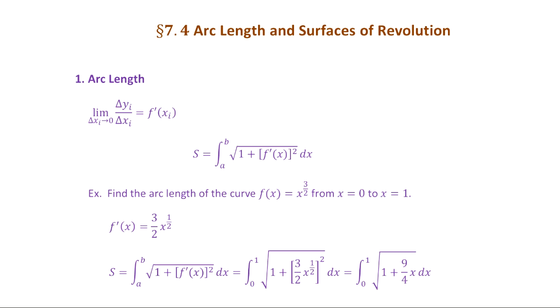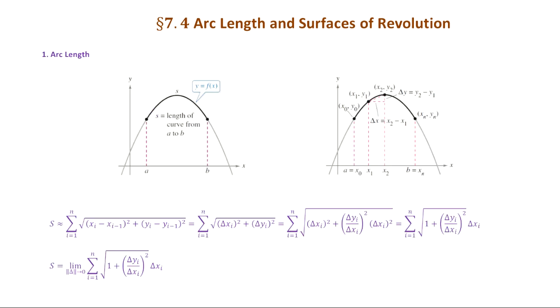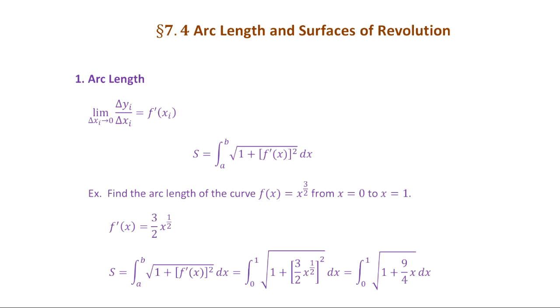So at the end, we got the formula equal to the integral from a to b of the square root of 1 plus the derivative of f squared. Remember, when you take the limit of this sum at the bottom line, the sum becomes the integral. So this is always the same process we do. So this is the formula.